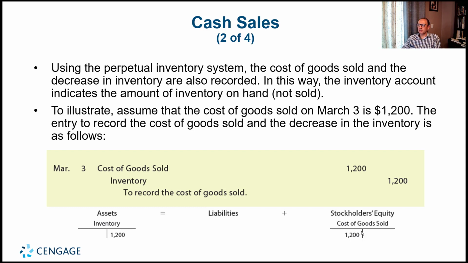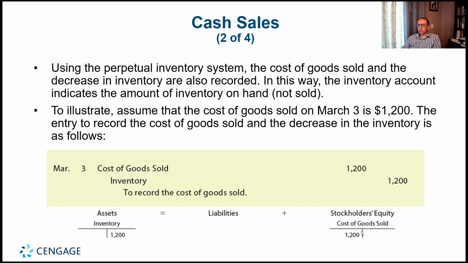So using the perpetual system, the cost of goods sold and the decrease in inventory are also recorded. In this case, we have to record two journal entries, one for the sales and one for the reduction of inventory. So unlike purchases, when we buy something, it's only one journal entry because the purchase price is the purchase price. But in the sales transaction, we have to record two journal entries. One is based on the selling price and the other one based on the cost of these items that were sold. So the inventory account indicates the amount of inventory on hand, not the ones sold. We call that the ending inventory.